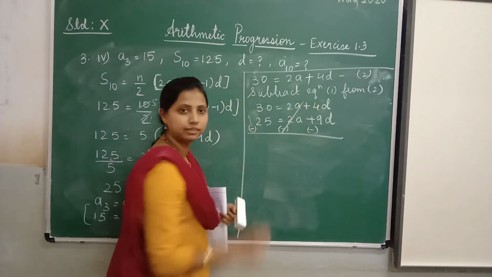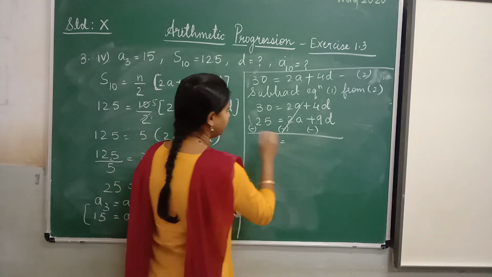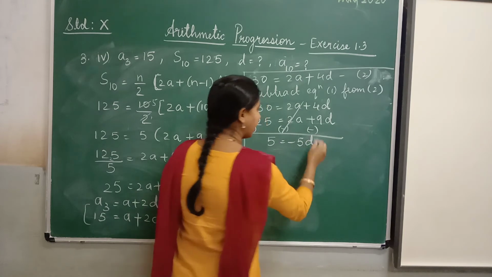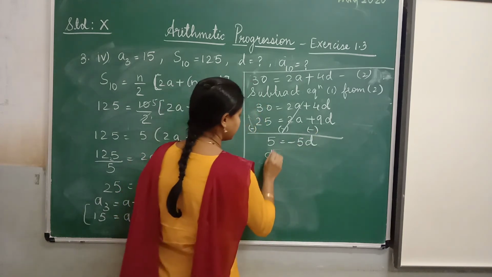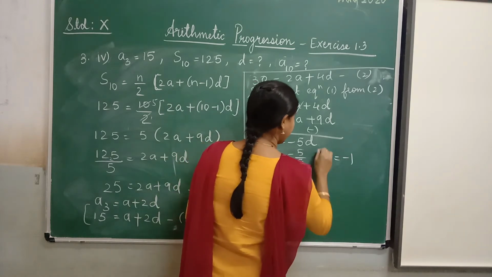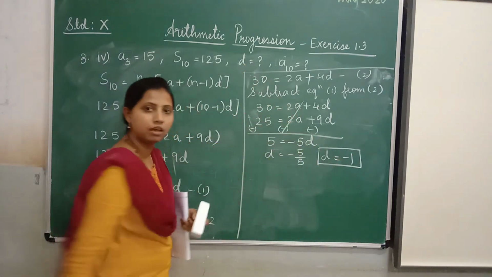So this will get cancelled. 2a minus 2a will get cancelled. 30 minus 25 gives you 5, and 4d minus 9d gives you minus 5d. So d is equal to minus 5 by 5, that is d is equal to minus 1. So we got the difference as minus 1.